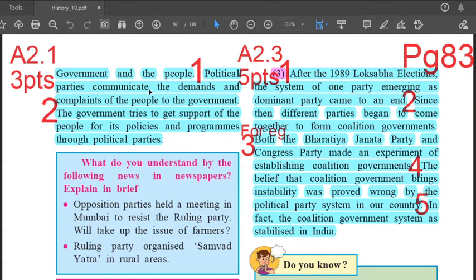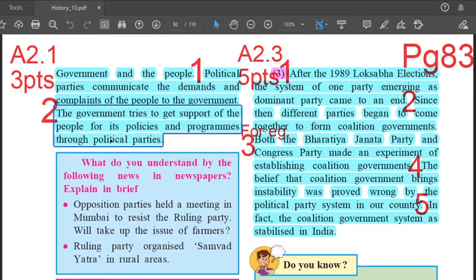Left hand side, first line, at the end of the line, political, that's your first point. Political parties communicate the demands and complaints of the people to the government. Second point, the government tries to get support of the people for its policies and programs through political parties.